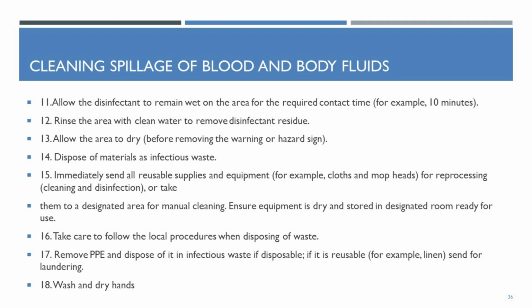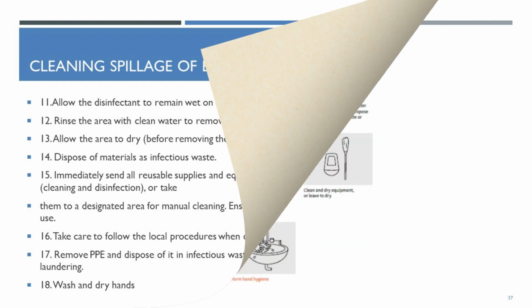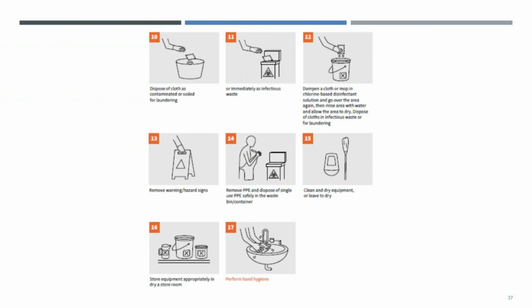The next step is to follow the local procedure when disposing of the waste, whether it's going to go into the incinerator or the landfill, or it's going to be autoclaved and then go to other places. So remove PPE and dispose of it into the infectious waste as appropriate. If it is reusable, for example linen, send it for laundering, and wash and dry your hands. The next figure on this slide shows the whole process for the spill that we have just discussed.